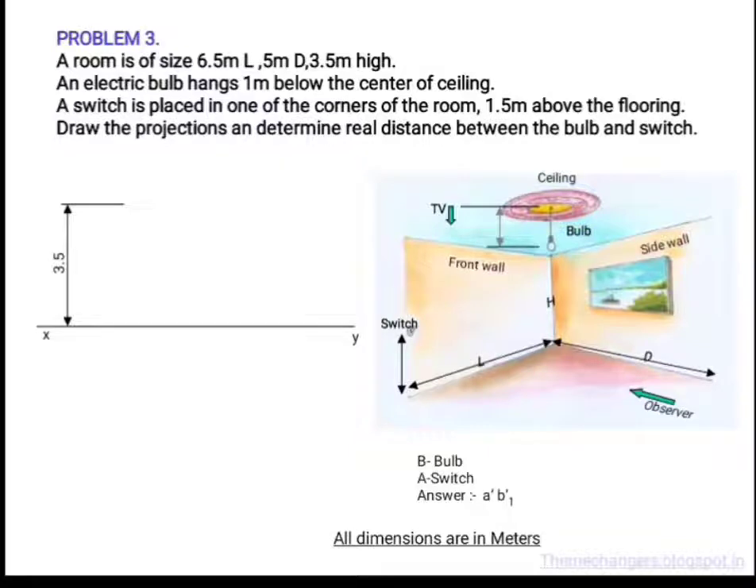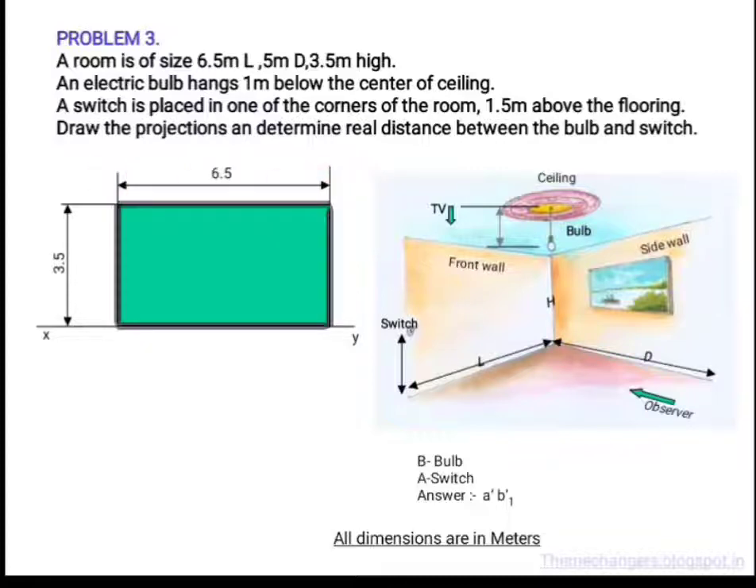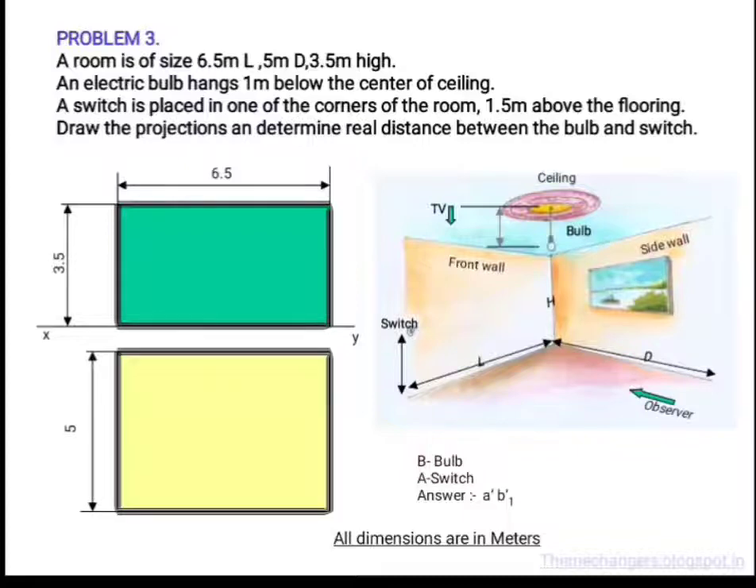Here, first of all, we have to mark the plan and elevation of the room. The height of the room is 3.5 meter. The width of the room is 6.5 meter. So an observer looking from the front of the room can see a rectangle like this as the elevation of the room. And an observer looking from the top of the room can see a rectangle like this, having dimension 5 meter and the width 6.5 meter.